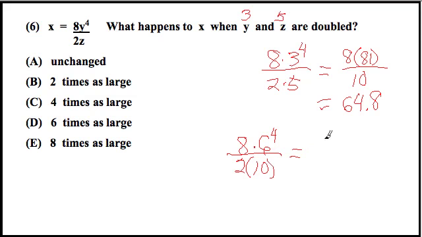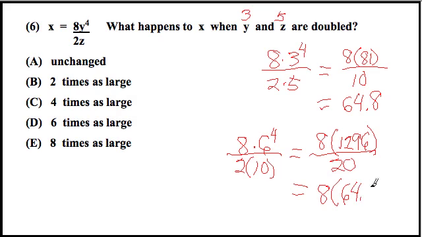Okay, which is equal to 8 times 1296 over 20, which is equal to, if you divide 20 into that, you get 8 times 64.8. So it becomes 8 times larger. You could have multiplied this out and then divided it by that to have gotten 8 also.